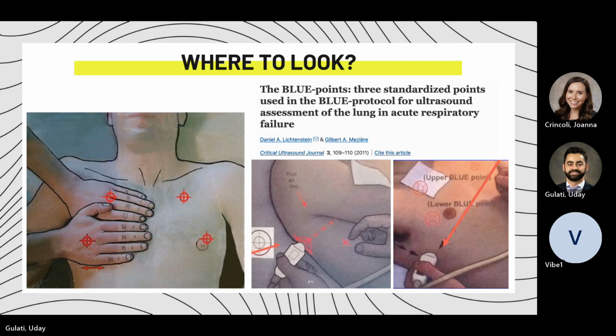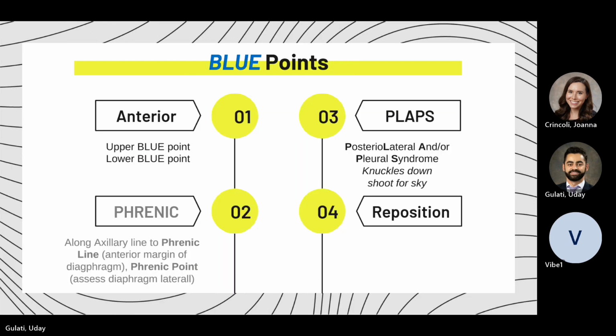And so it's just these 6 points. Once again, your anterior upper and lower blue points, and then you go along the axillary line to that phrenic line, and then that'll get your collapse points. That's the full name, posterior lateral alveolar and/or pleural syndrome. The mnemonic, I think that they used in the paper, was knuckles down and shoot for the sky.